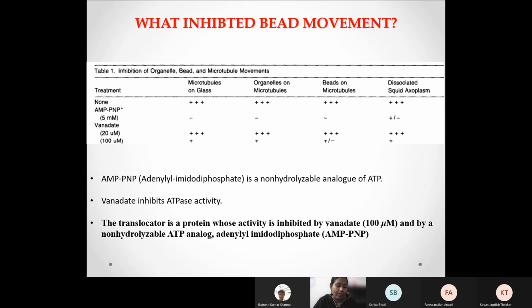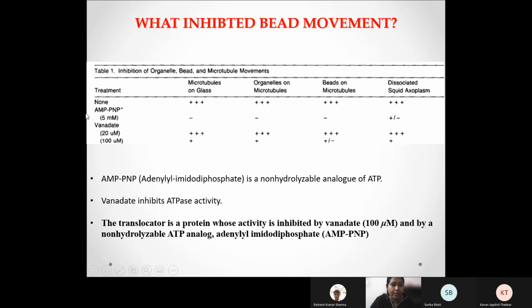So what they found was that in the cell-free extract, when they were adding the beads, they could see the movement of the beads on the microtubules. But if they added this non-hydrolyzable analog of ATP, the movement stopped. So as you can see here, the moment they add this, there is no movement. It's all flat, dash, dash, dash.